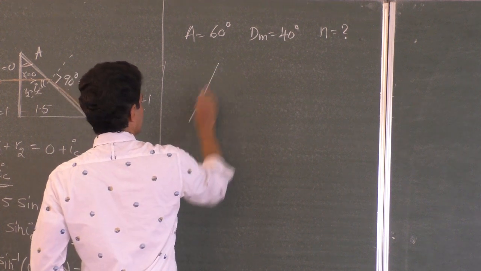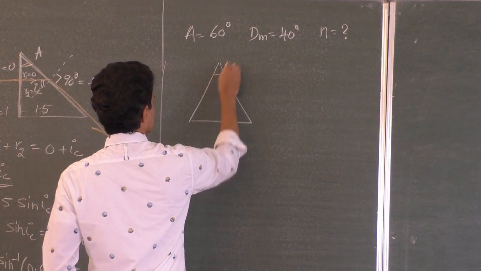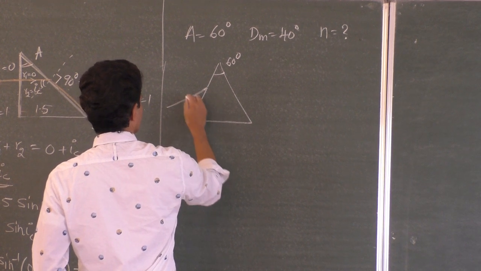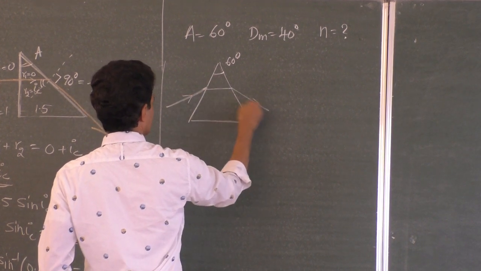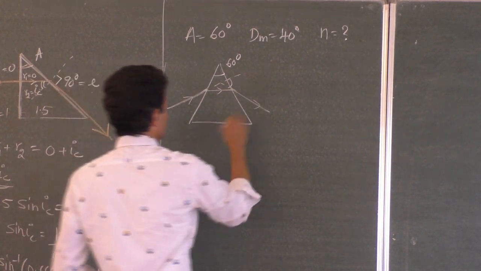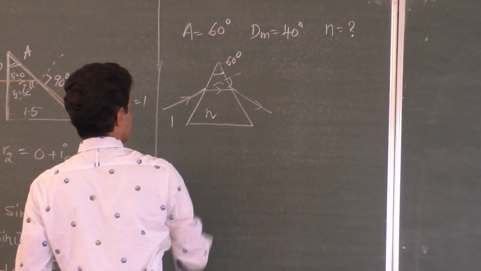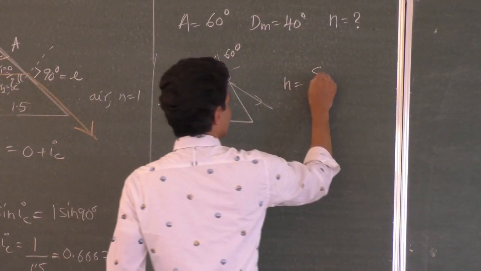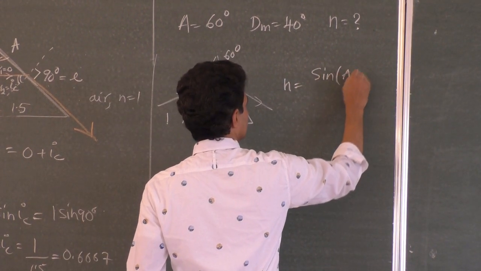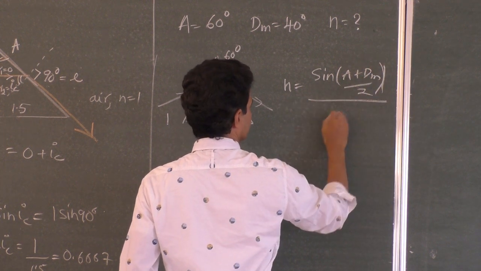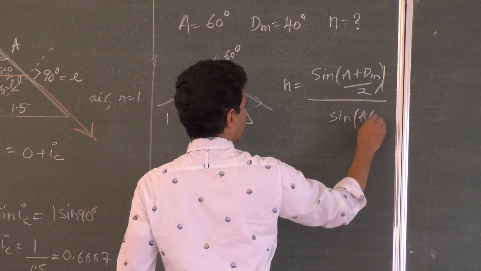Now, you have a prism of angle 60 degrees and a ray of light is incident and it should pass through the minimum deviation position like this. That means this angle should be the least one, and the refractive index is n, here it is 1. So the refractive index of the material of the prism is sine (A plus Dm)/2 by sine A/2. This is the formula.